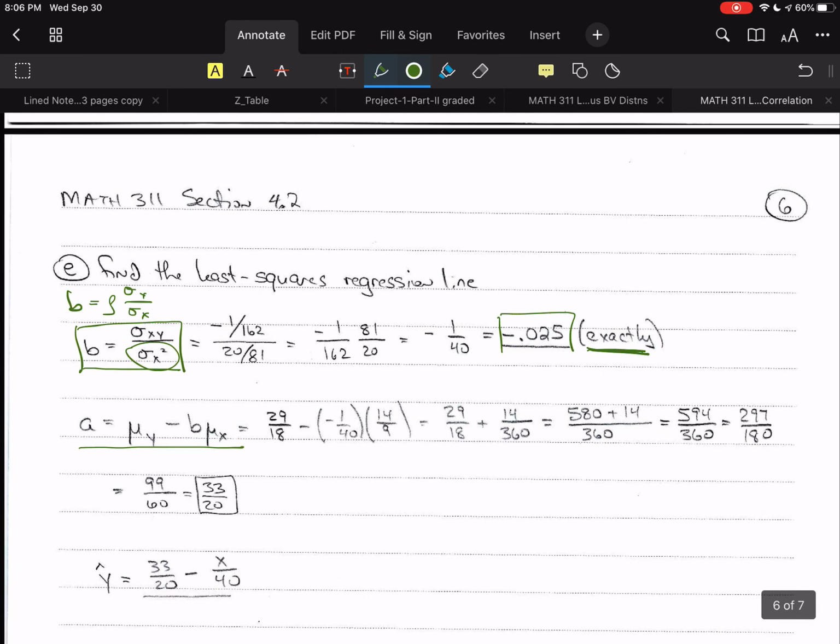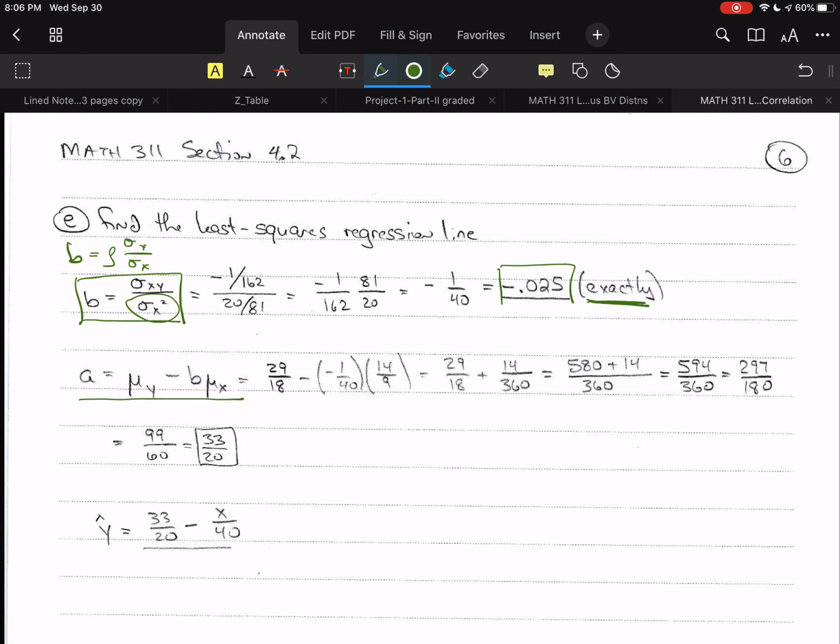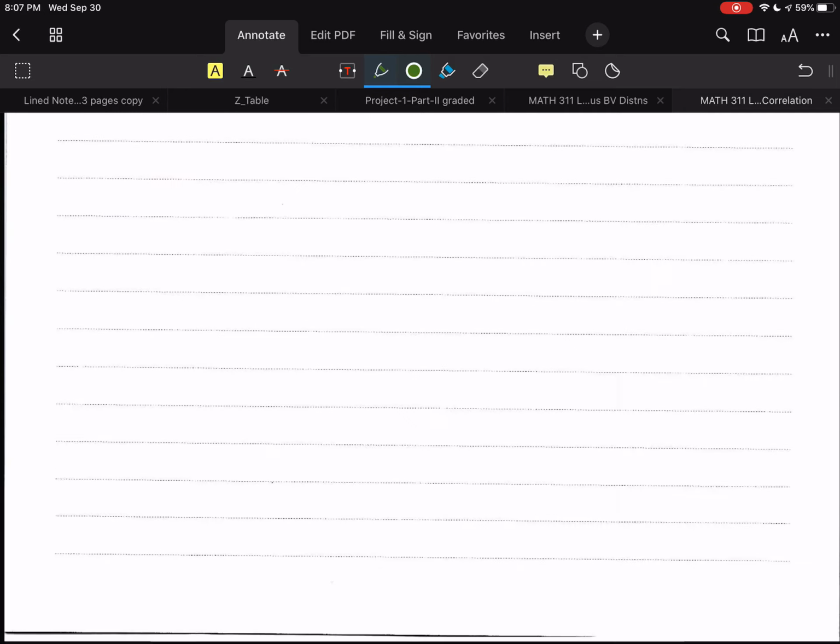This is exactly 0.025. And a is mu y minus b mu x, and so we plug in our values here, and we end up with this quantity here, which can be reduced to 33 over 20. So I don't need the hat. We use that when we're estimating. We're not estimating. This is the actual equation of y for the population. So y is equal to 33/20 minus x over 40. So that is how we do an example or a problem in this section.